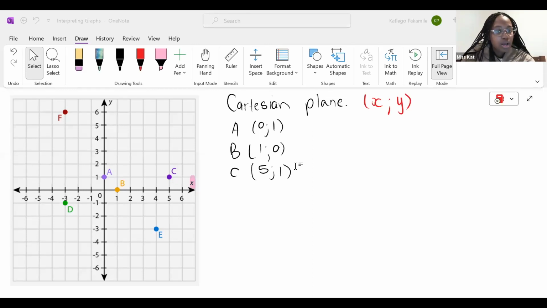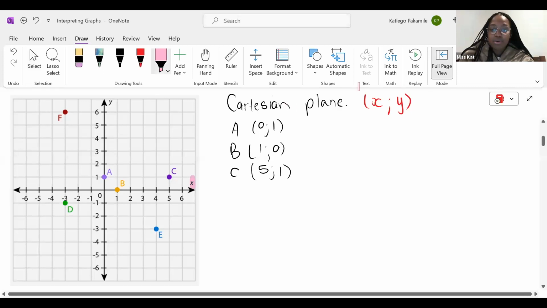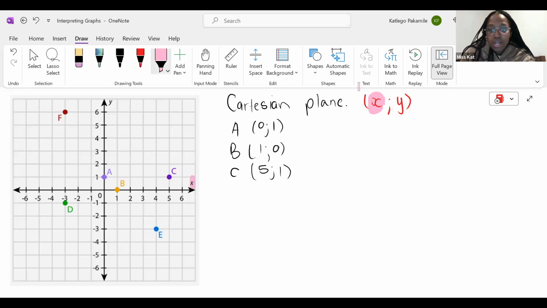Does it matter what way you put it in? Do you have to put the number first? Does it have to be y first and then the comma and then x, or x first and then the comma and then y? It's x first. Can you see over here? I wrote it down in red. That's always your x coordinate first and then your y coordinate.